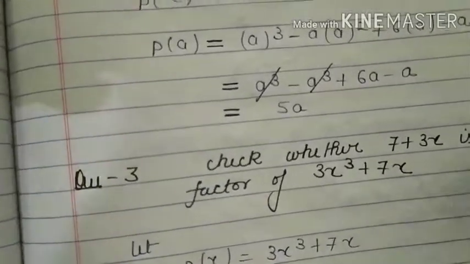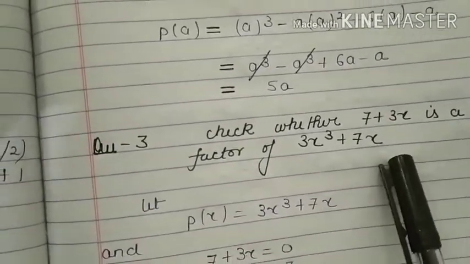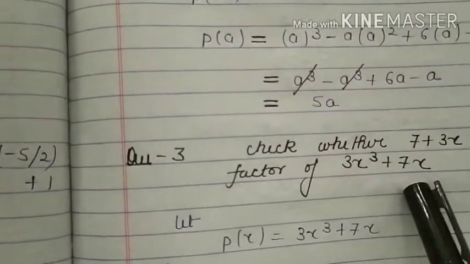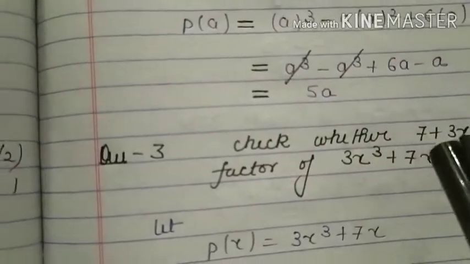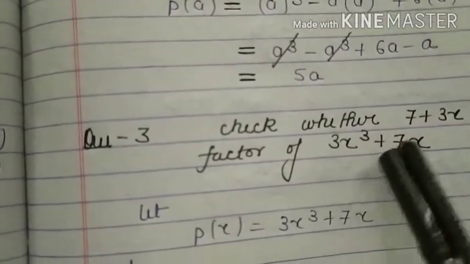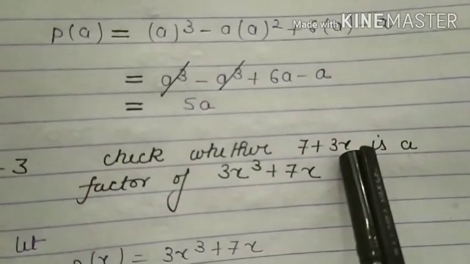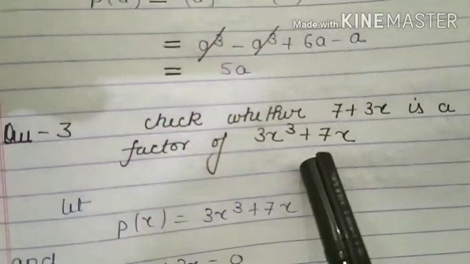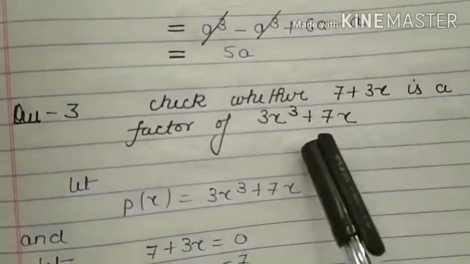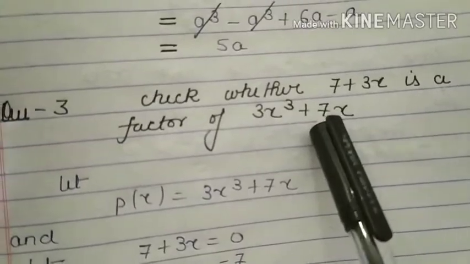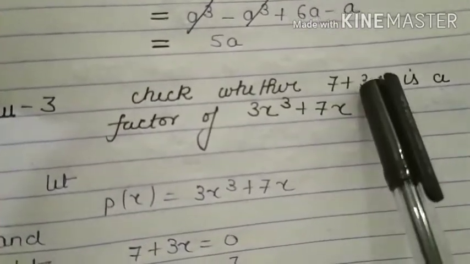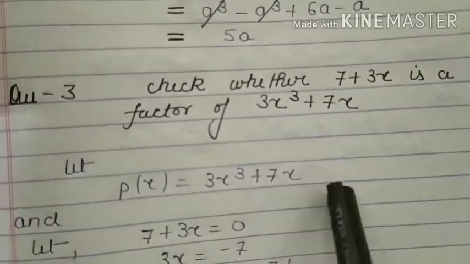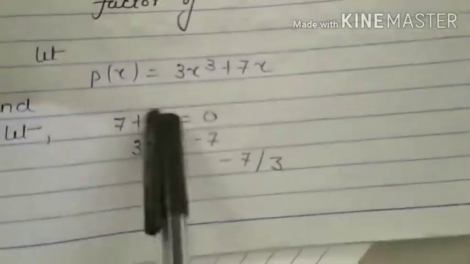Check whether 7 plus 3x is a factor of this polynomial or not. Okay, आपको चेक करना है कि ये जो पॉलिनोमियल है इसका फैक्टर है कि नहीं है. तो अगर हम इस पॉलिनोमियल को इससे डिवाइड कराएंगे और हमें रिमाइंडर 0 मिल जाएगा, तो ये इसका फैक्टर है, अदरवाइज नहीं है. तो आपको रिमाइंडर निकालना है. अगर रिमाइंडर 0 आ रहा है तो ये इसका फैक्टर है, अदरवाइज नहीं है. Okay, so let p x equals to 3x cube plus 7x and 7 plus 3x equals to 0 and x equals to minus 7 by 3.